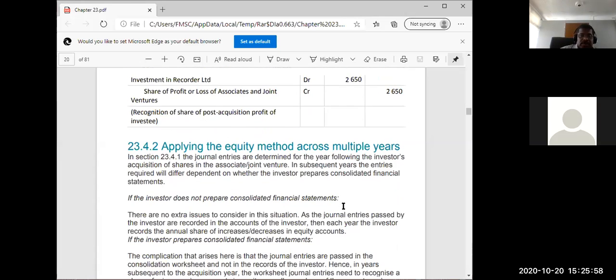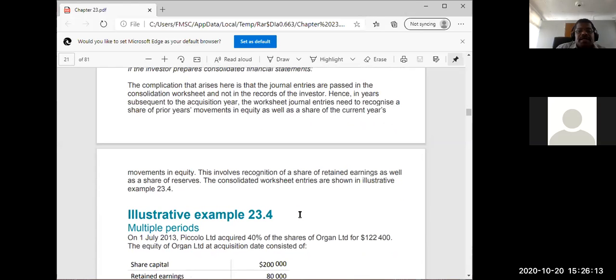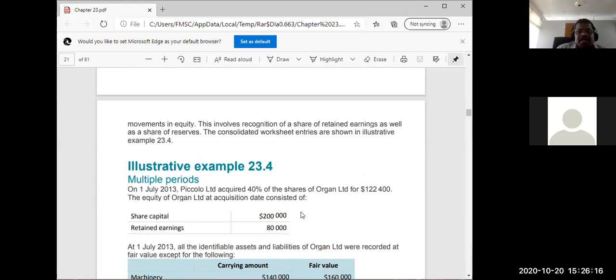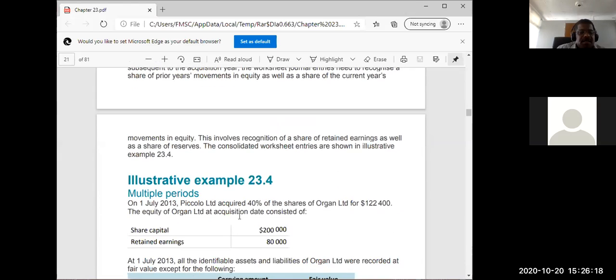Then today we will discuss applying the equity method across multiple years. We are discussing multiple years. Straightforward, we will go to the example so you can understand the meaning of multiple years. On 1st July 2013, Pico Limited acquired 40% of the shares of Organ Limited for 422,400, which is the purchase consideration.